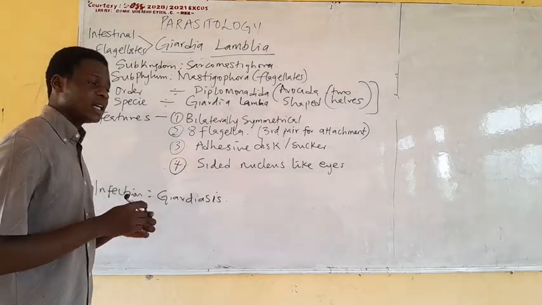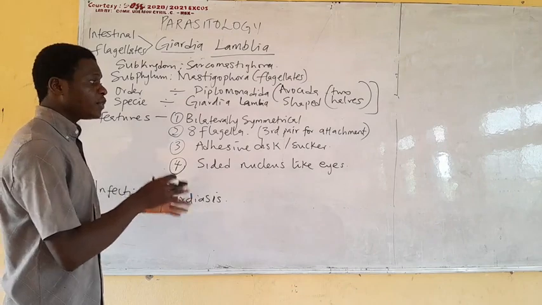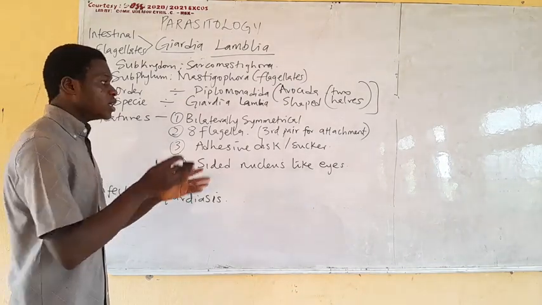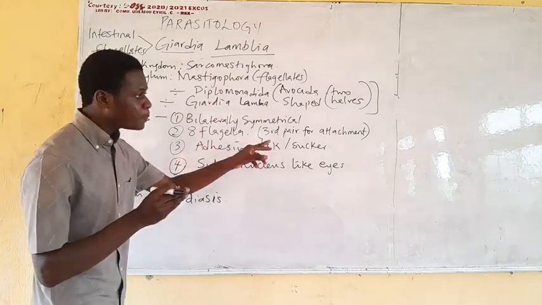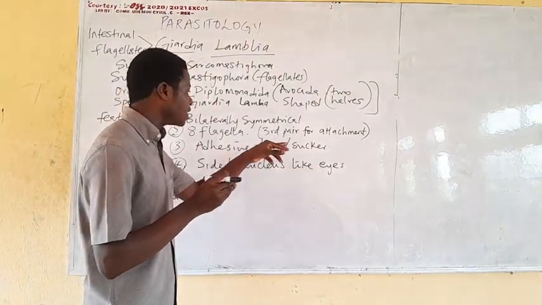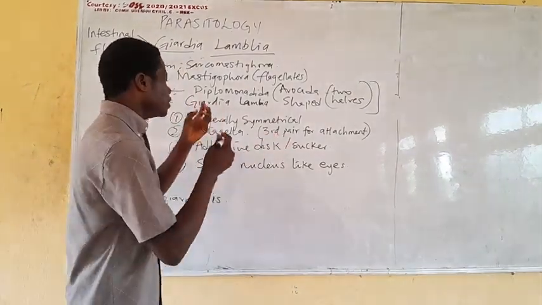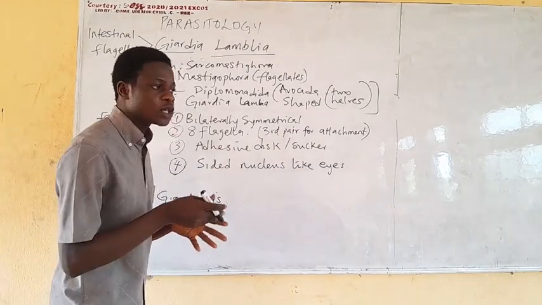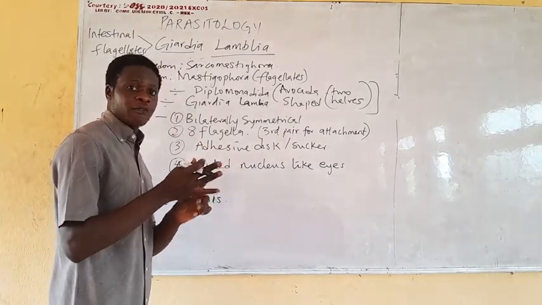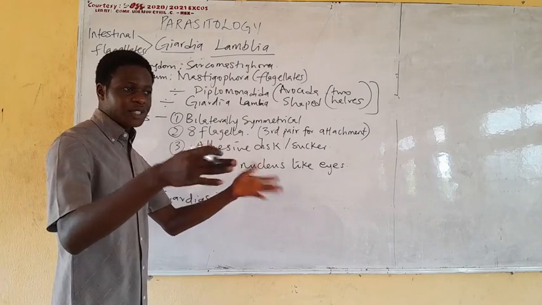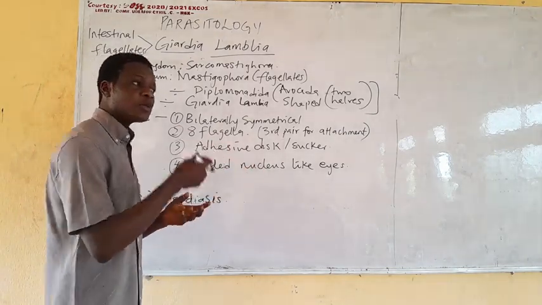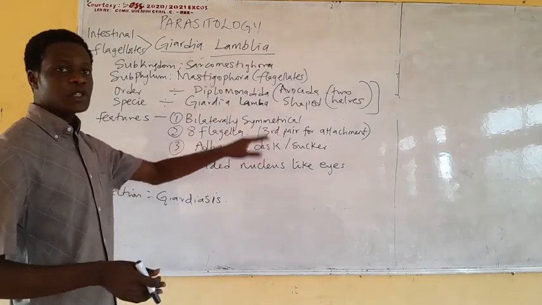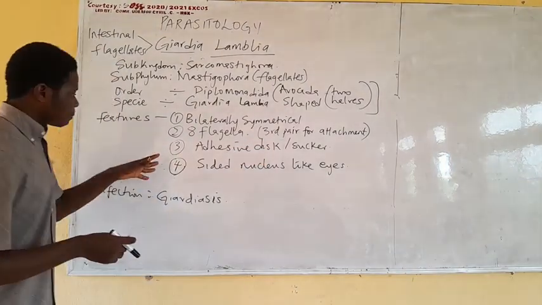It has 8 flagella. This doesn't mean that all 8 flagella are for movement. The only one specifically used is the third pair of flagella, which is used for attachment to its host. The first pair of flagella is free, it moves freely, it's not used for anything. The second pair runs down, then the third pair is used for attachment.